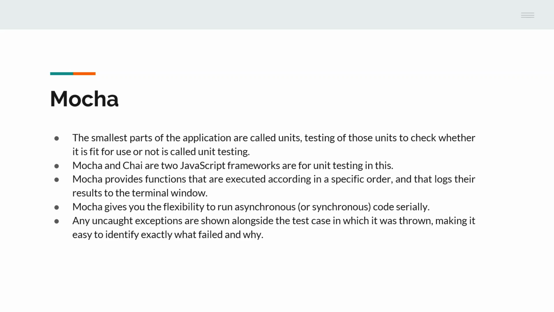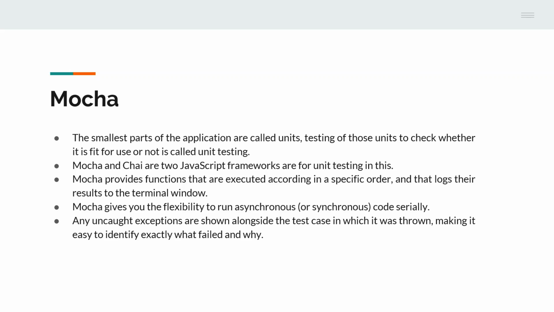Mocha and Chai are two JavaScript frameworks for unit testing that we have used in this particular application. Mocha provides functions that are executed in a specific order and that log their results to the terminal window. Mocha gives you the flexibility to run asynchronous or synchronous code serially. Any uncaught exceptions are shown alongside the test case in which they were thrown, making it easy to identify exactly what failed and why.